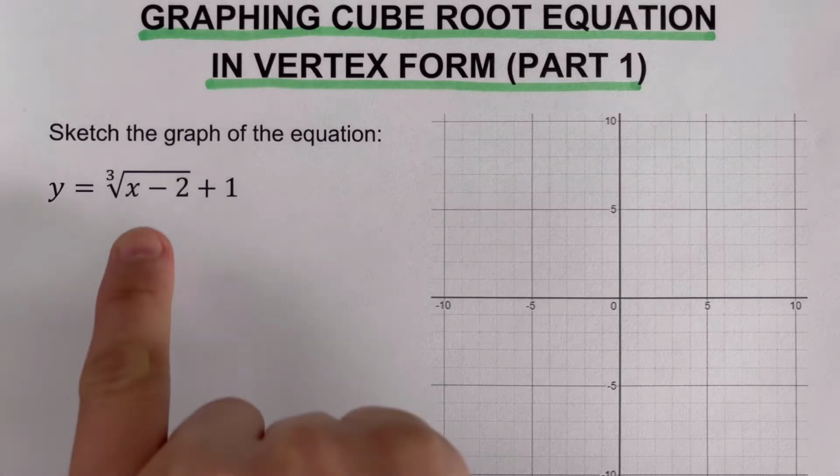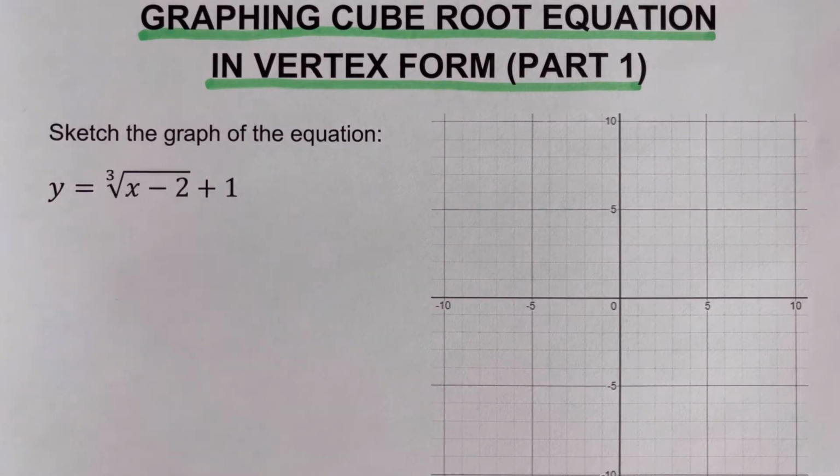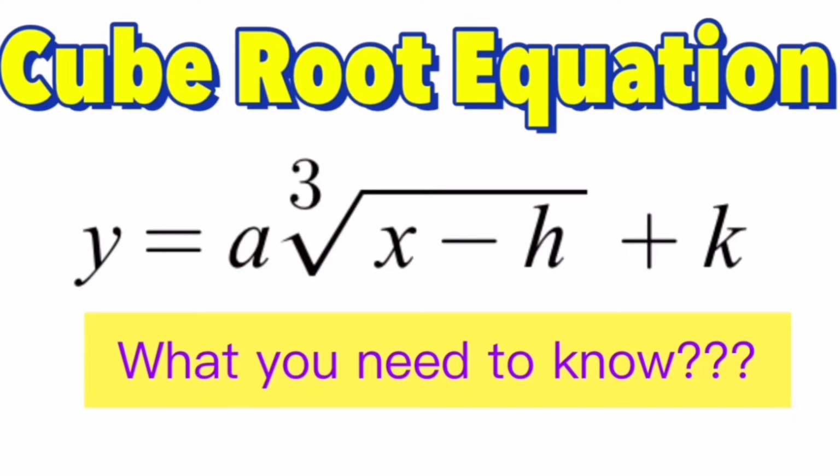Before we jump into this example, let's review the basics of cube root equations in vertex form. We remember that the graphing form, or vertex form, of a cube root equation is given by y equals a cube root of x minus h, plus k. Now let's investigate the effects of a, h, and k on the graph.